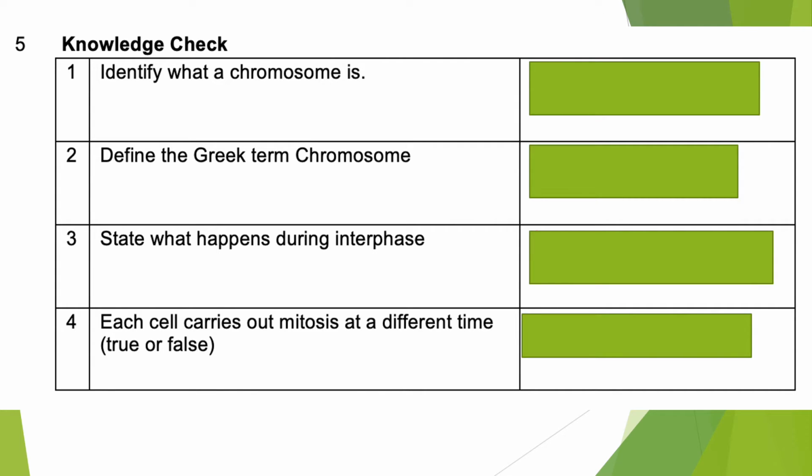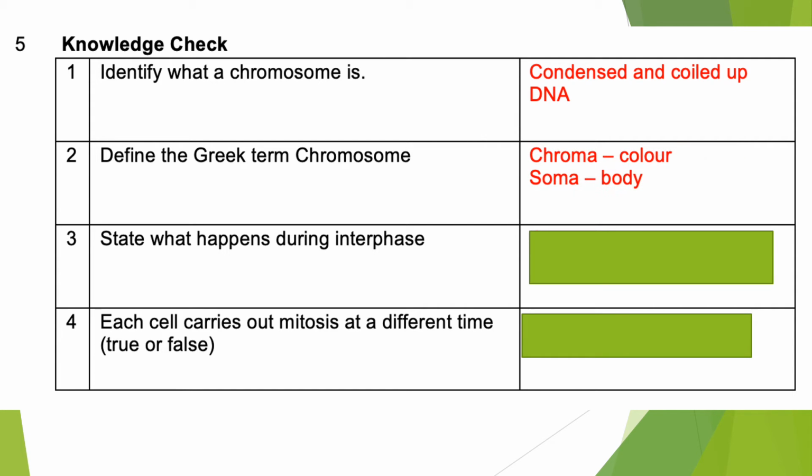Number 1, identify what a chromosome is. So this one goes back to the lesson where we talked about chromosomes, obviously, and they're going to be the genetic material, or the DNA, that are all condensed and coiled up. So remember that chromosomes are in that X shape, and humans have 23 pairs, so 46 in total. Number 2, define the Greek term chromosome. So chromosome comes from the 2 words chroma and soma, which stand for color and body, respectively.